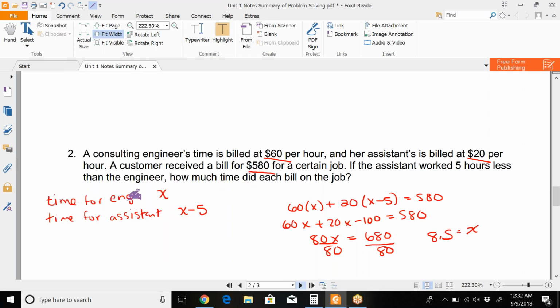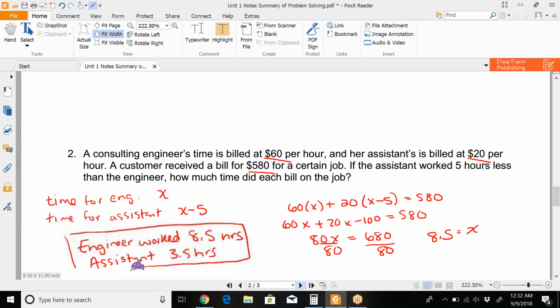That's the engineer. So that means that the engineer worked 8.5 hours on this job. And it did ask us for both times, so how much time did each bill on the job? So the assistant would have done 5 hours less than that, so 3.5 hours. So there are both of the things we were looking for.